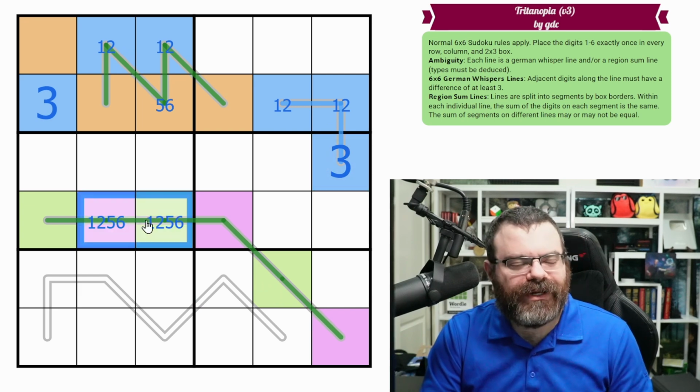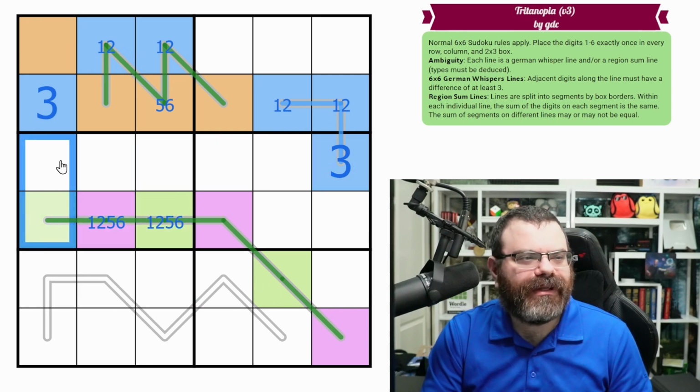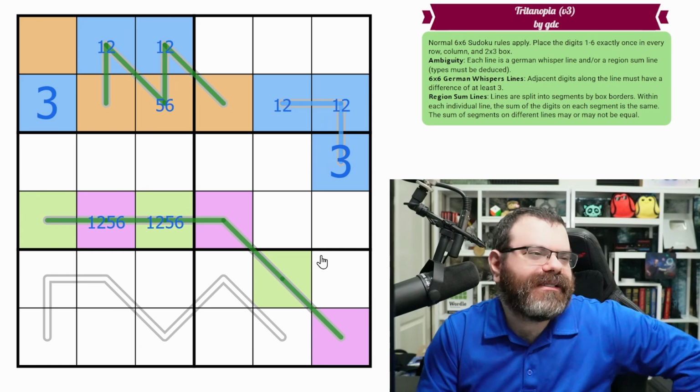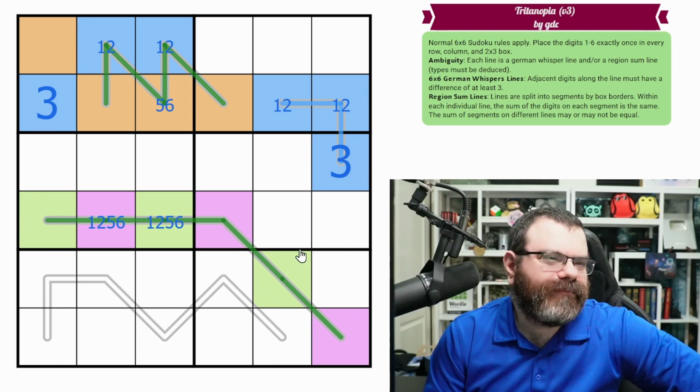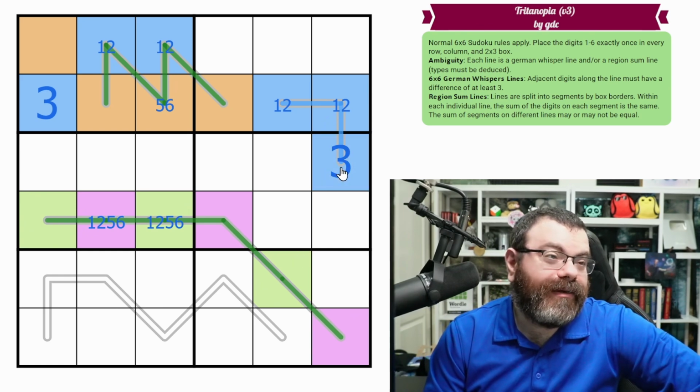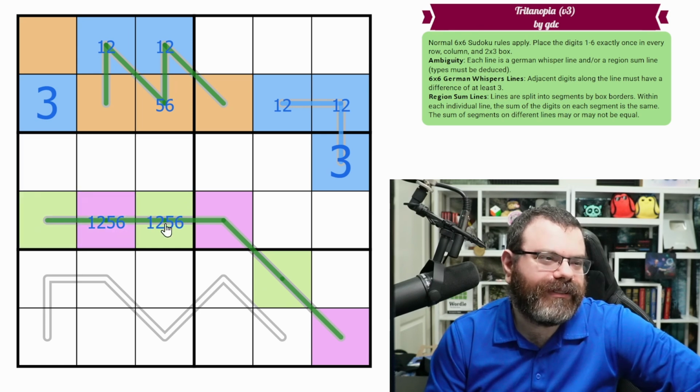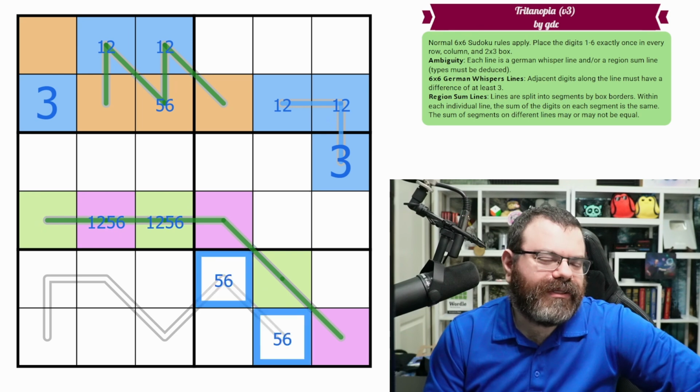Oh, hey, look, I haven't marked a 3 down here. 3 in this box. Oh, I've eliminated 3 from this box. Have I made a mistake? I must have made a mistake because I've eliminated 3 entirely from this box. Uh-oh. So let me go back.